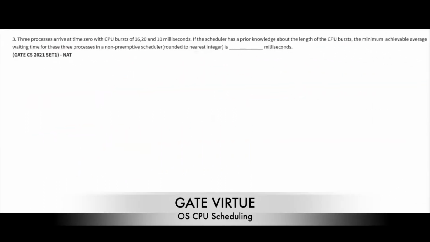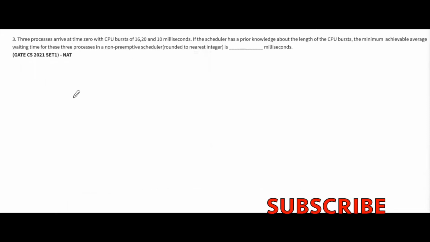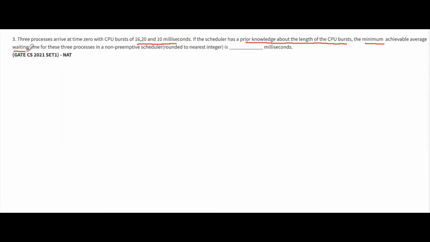Here they have given 3 processes that arrive at time 0 with CPU burst times of 16, 20, and 10 milliseconds. If the scheduler has prior knowledge about the length of the CPU burst time, they are asking for the minimum achievable average waiting time, right? So minimum average waiting time for these 3 processes in a non-preemptive scheduler, rounded off to the nearest integer, is dash milliseconds. This one was asked in GATE 2021 set 1. It's a numerical answer type question.